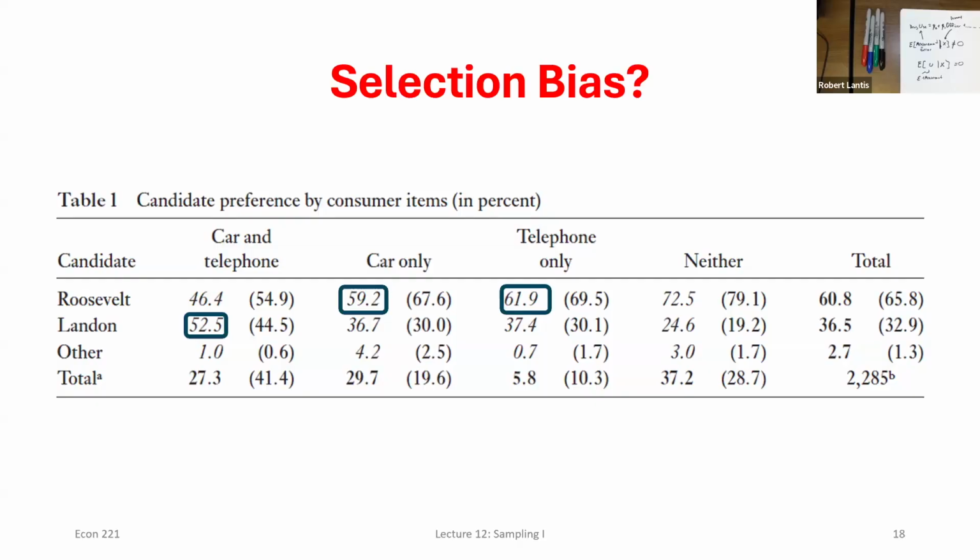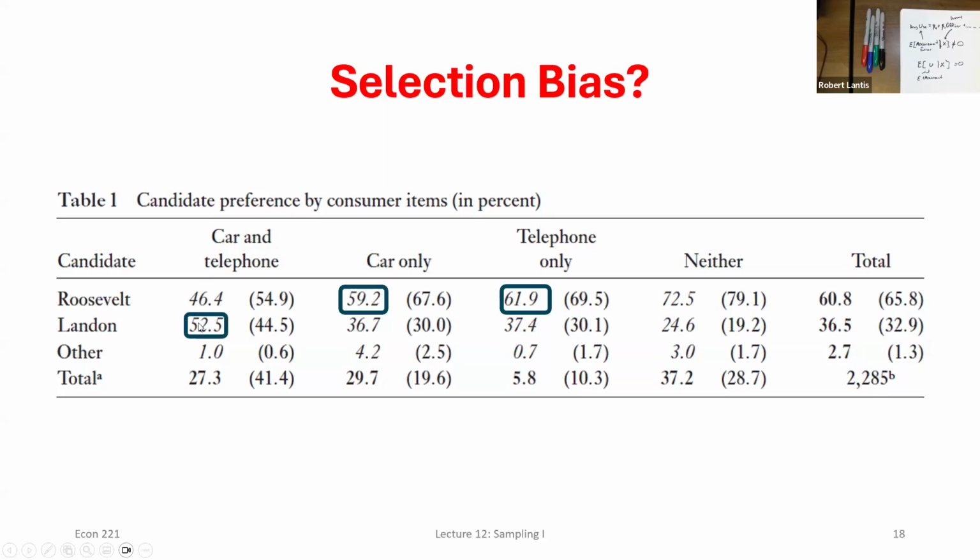So if you add up these values here, they should be 100% of the population, right? I don't want to get too lost in the weeds, but I have 4 different groups: neither a car or telephone, only a car, only a telephone, or both. So of the 27% that had a car and telephone, 52% voted for Landon and 46% voted for Roosevelt. These are the overall percentages relative to the entire sample, so we're focusing on this first column in each of these categories, okay?